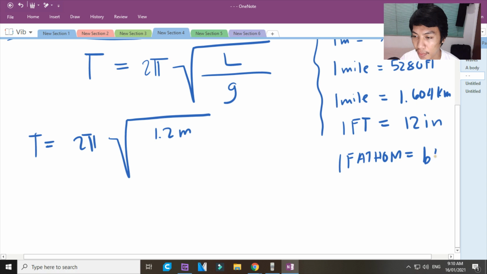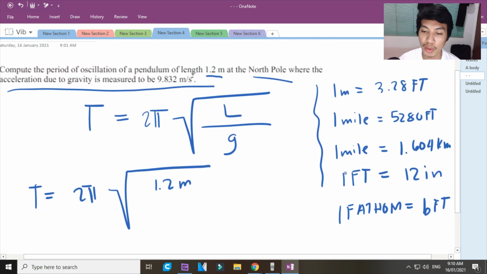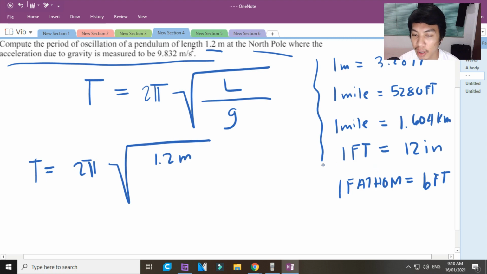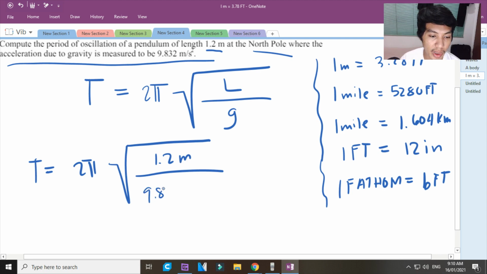6 feet under the ground. Okay? That is yung conversion units natin. Huwag natin kakalimutan, ha? So, this is 1.2, 9.832 meter per second squared. Ngayon, tignan nyo, ha? Cancel ito, cancel ito.